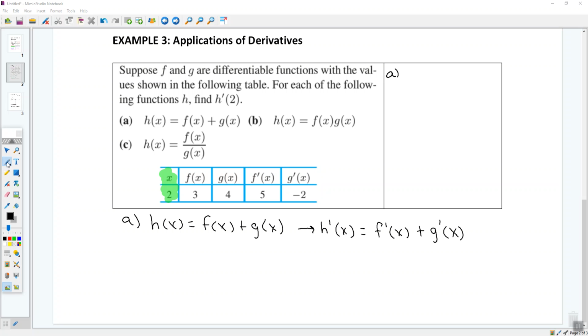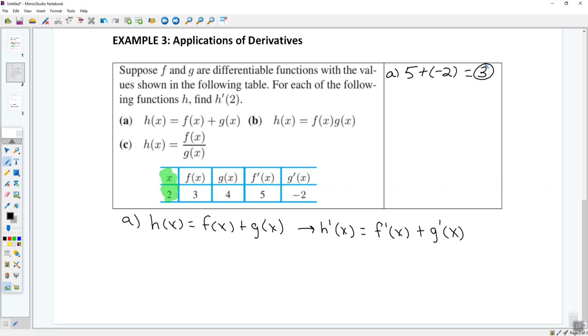What's f prime of 2? 5. What's g prime of 2? So this would just be 5 plus negative 2, wouldn't it? Which is what value? 3. Okay, it has to be 3. Okay? That's it.